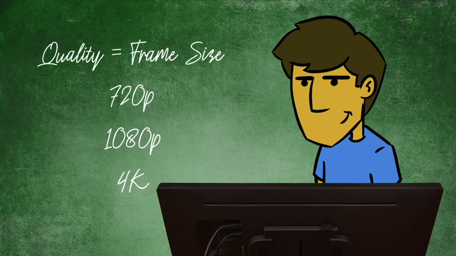Something else I want to talk about is quality. Think of quality as the frame size. The frame size is independent of the frame rate. Some samples of frame sizes are 720p, 1080p, and 4K. Now, there's smaller and larger frame sizes than these, but these are the ones we'll probably be doing the most work with. Well, what's that P after 720?